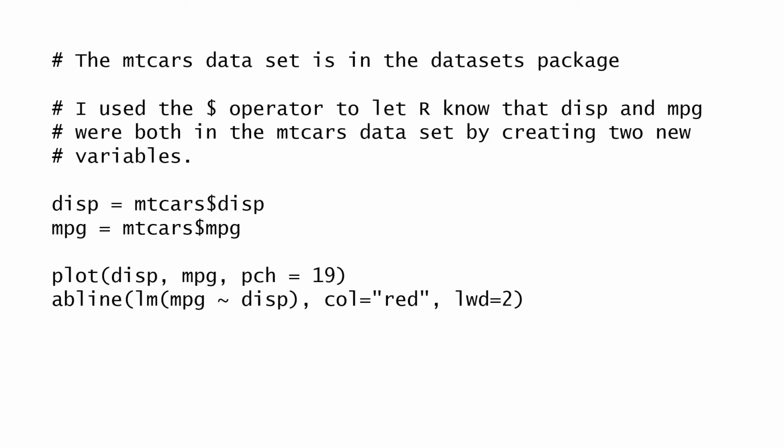The abline function adds a regression line to the plot. The lm(mpg ~ disp) function tells the computer that mpg is the dependent variable and that disp is the independent variable. The color red makes the line red, and lwd equals 2 makes the line twice as wide as normal.